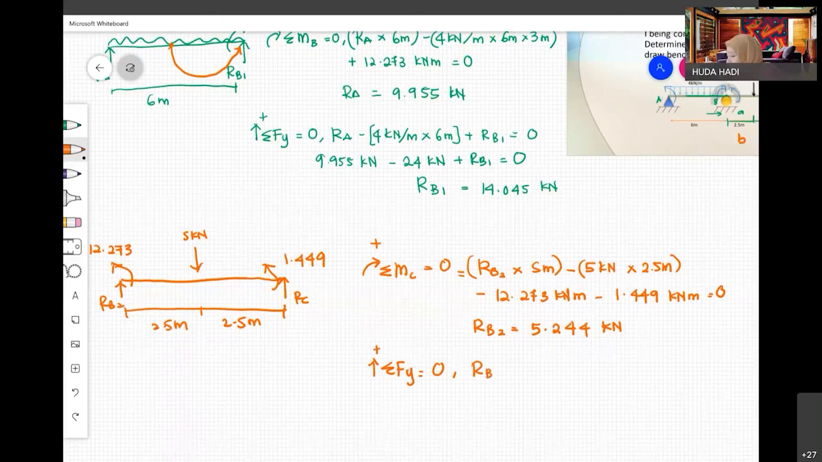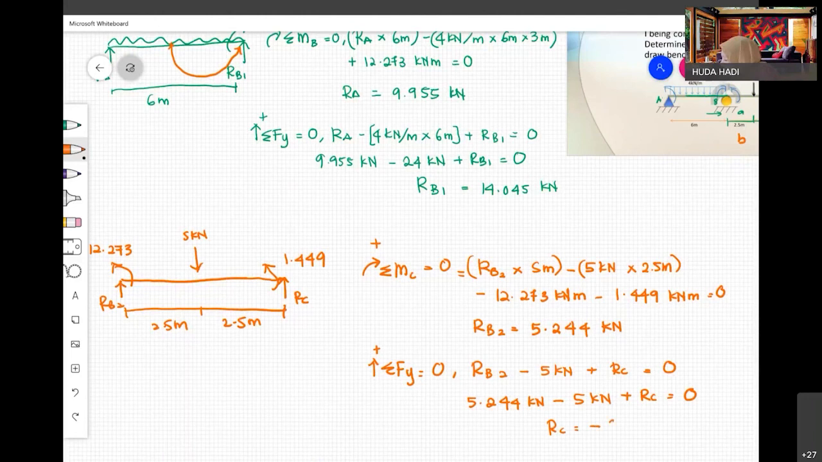RB2 minus 5 kilonewton plus RC equal to 0. Okay, so RB2 is 5.244 kilonewton. Minus with 5 kilonewton plus RC sama dengan kosong. Dan kat sini dapat, so RC you akan dapat negatif 0.244 kilonewton. So kita stop dulu kat sini dah 4.57. Kita proceed next week. So next week baru kita kira the SFD and BMD.